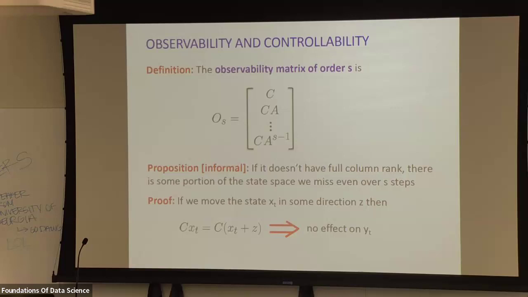Not only do I not have an effect on the immediate response, but I don't have any effect on the next response either, because it's in the kernel of C times A. It's in the kernel of C times A squared. And what this means is that I don't observe the change even over S time steps. So what Kalman originally proved was that if this matrix does not have full column rank for infinite order S, then the problem is information theoretically impossible.